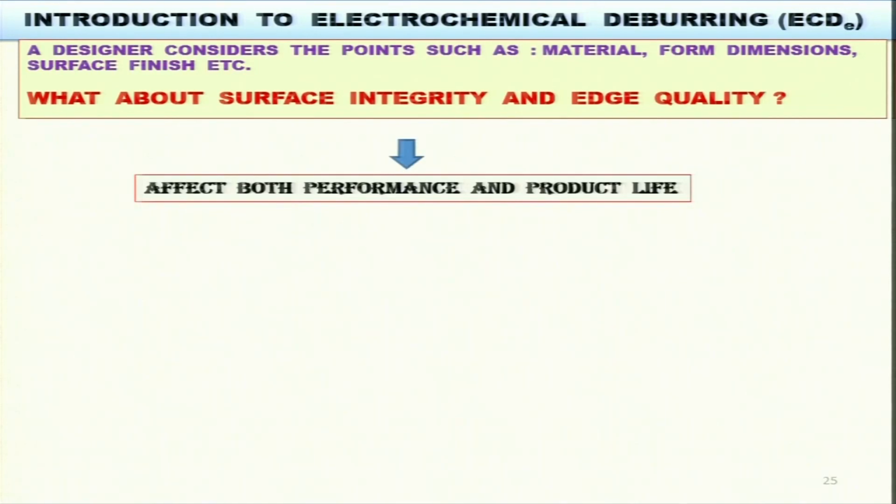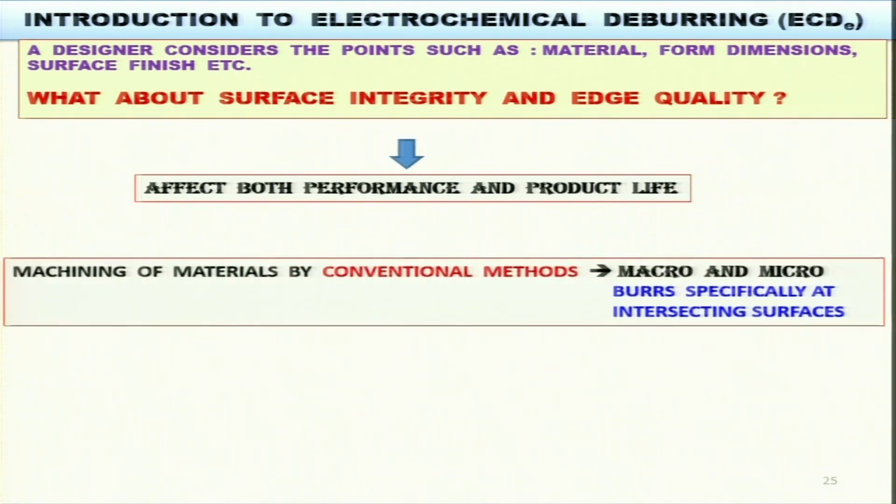It affects both performance as well as product life. If you are not considering edge quality, if you are not considering surface integrity, then your design may prematurely fail, the product may prematurely fail. So this is very important. So machining of materials by conventional methods we have discussed. Macro and micro burrs specifically at intersecting surfaces, and in the assembly there may be many intersecting surfaces which are having edge quality problem and burrs are there.